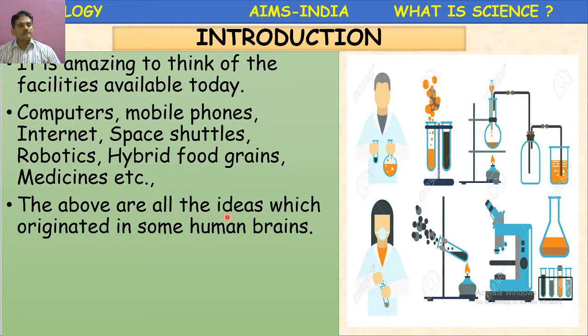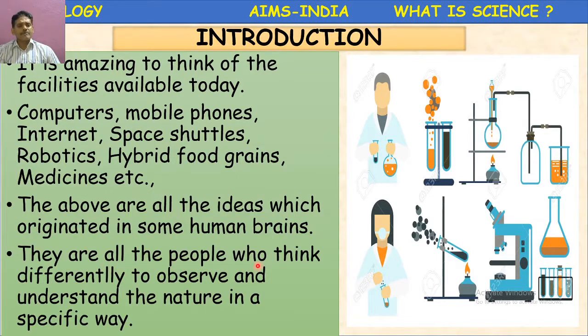All the above ideas originated in some human brains. A computer did not come from the sky. It has come from the brain of a human. The internet which we are using, without which our life is miserable, we are so dependent on, that also came from the brain of a human being. They are all people who think differently, to observe and understand nature in a specific way. All the inventions and discoveries are from nature. How have they come out? They have come out from the brains of human beings.